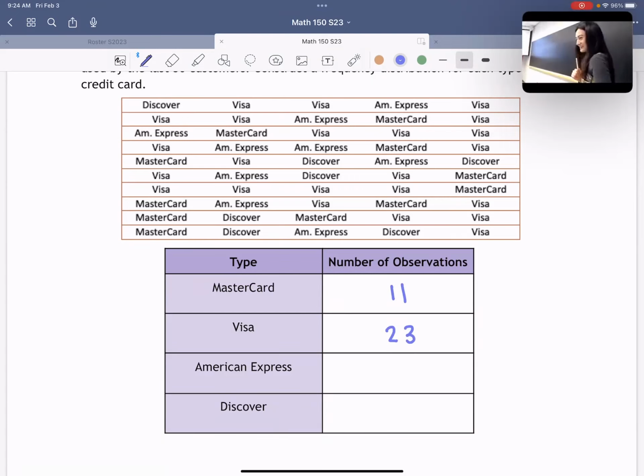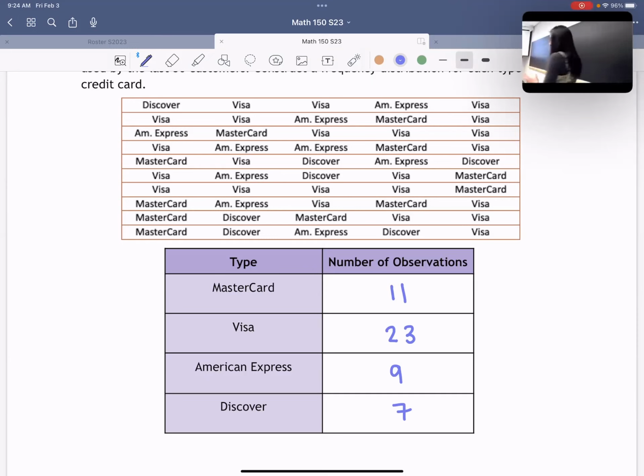All right, let's keep going. How many American Express? There's 9. Perfect. That's what I got too. And how many Discover are there? 7. Perfect. All right, so you can count this at home, but I think we can all agree that these are the number of observations of each type.